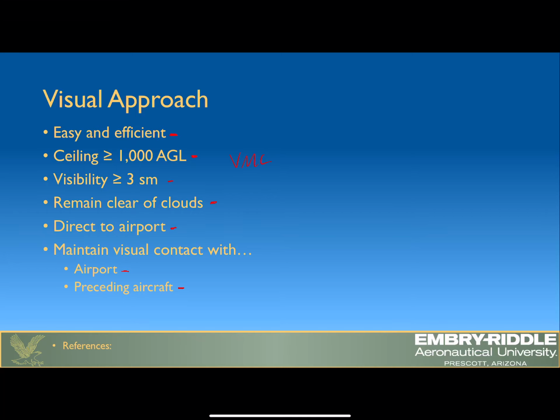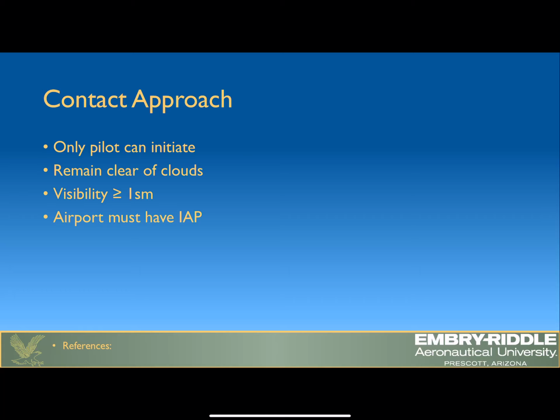Next, we have a contact approach. A contact approach only a pilot can initiate. So only a pilot can ask for this. They can ask for a contact approach. In this case, they must remain clear of clouds. The visibility must be greater than or equal to 1 statute mile. And the airport must have an instrument approach procedure in case something goes wrong.